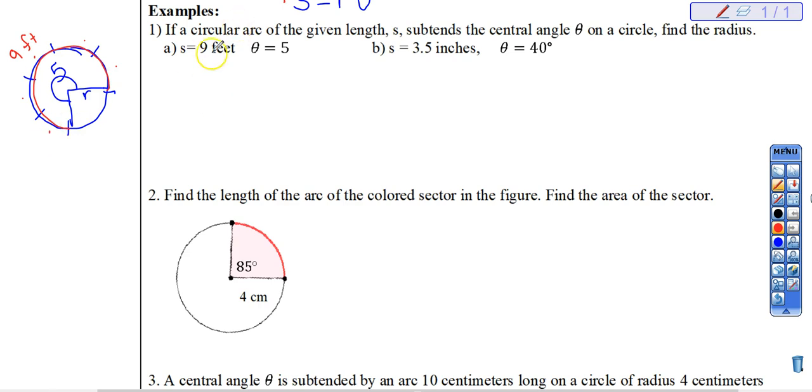Interesting. So let's plug it into our formula. S = rθ. 9 feet equals 5 radians, and it's in radians, so I can use S = θ times radius. We divide both sides by 5. We get the radius is equal to 9/5 feet, or 1.8 feet. What? I wrote 1.8. That's a slash.